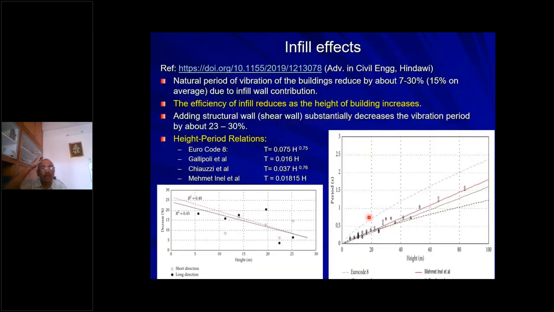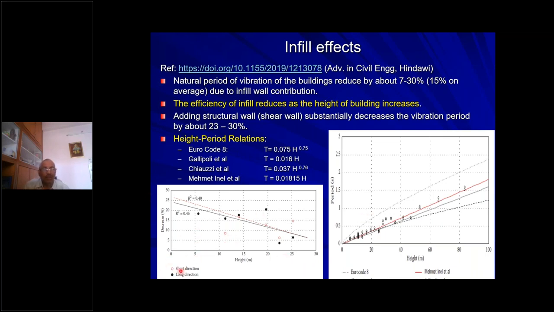Now coming to here, I have taken some of the literature findings on what the infill effects are, which has been published in Advances in Civil Engineering. Natural period of vibration of the buildings is reduced by about 7 to 30%, and 15% on average, due to infill wall contribution. Okay, so the efficiency of the infill reduces as the height of the building increases. That's what you can see in these figures.